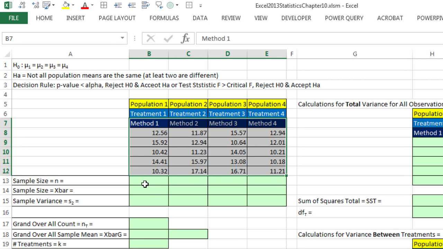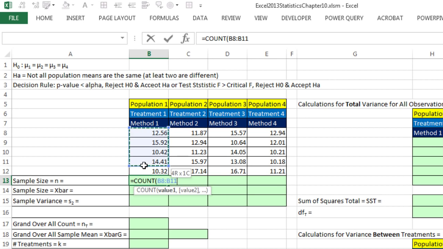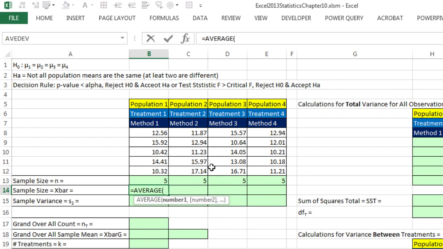The first thing we need to do is count. In this example, each one of the counts for each one of the treatments is the same. That's not always the case. So I'm going to use the COUNT function. The COUNT function simply counts numbers. Control-Enter, and then copy it over. X bar for each one of those equals average. Highlight, Control-Enter, and copy it over.